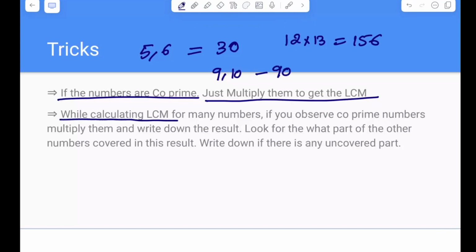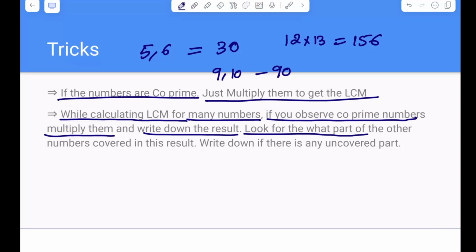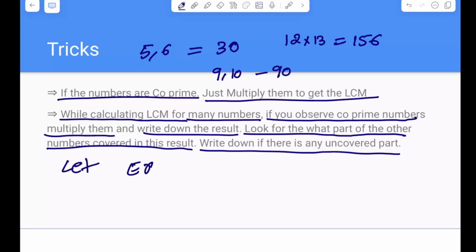While calculating the LCM for many numbers, if you observe co-prime numbers, just multiply them and write down the result. Look for what part of the other numbers is covered in this result. Write down if there is any uncovered part. Let us understand this with one example. Let me take 9, 10, 12, 15. Let us find the LCM for these four numbers. Now 9 and 10 are co-prime numbers. So we'll write down 90.